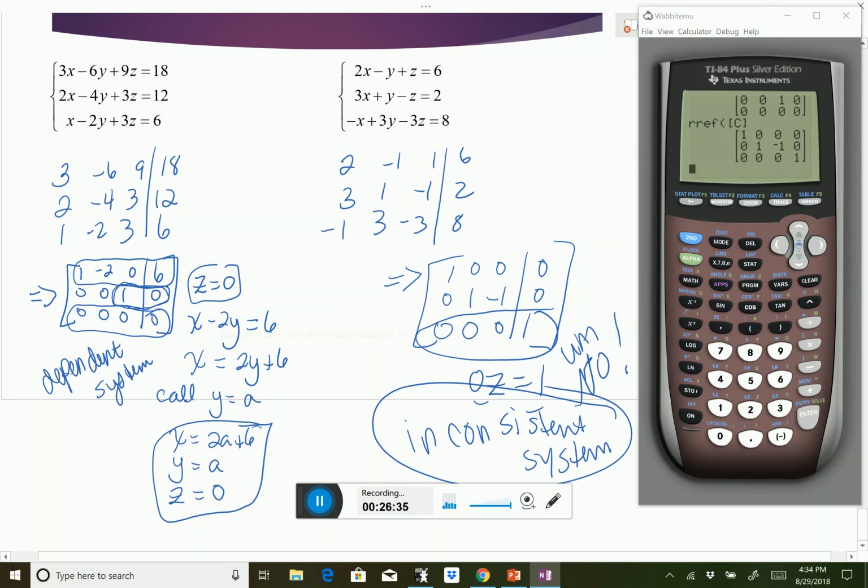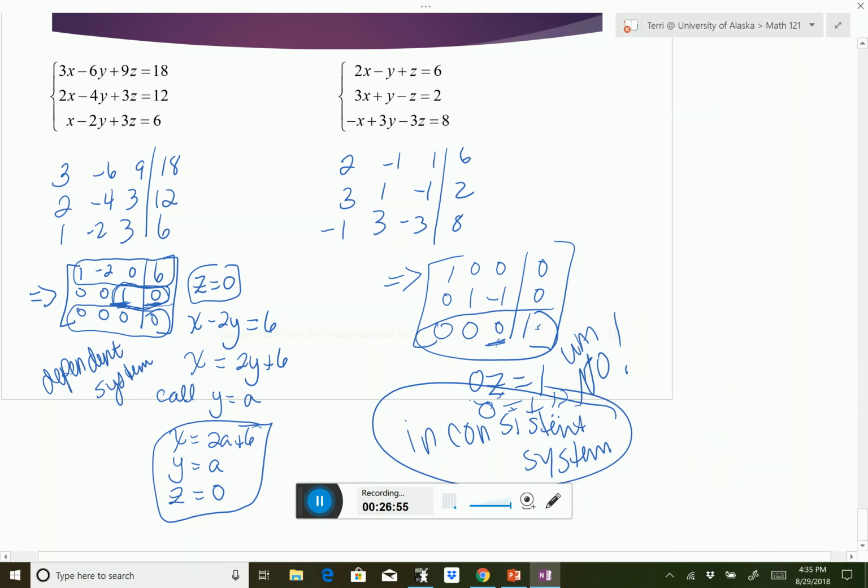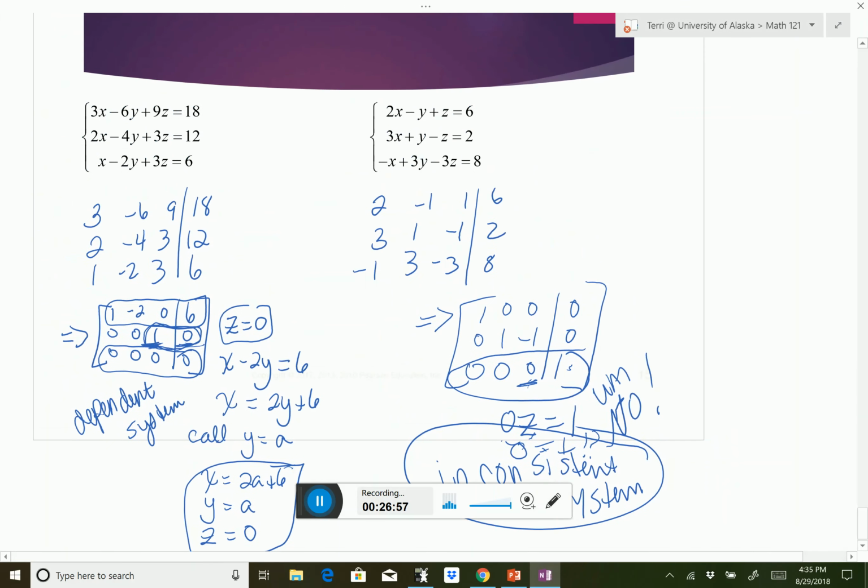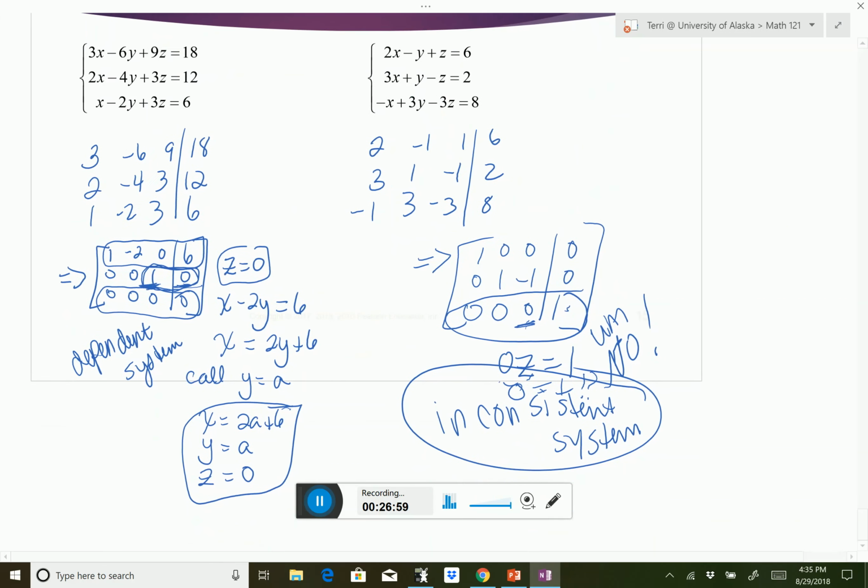So I wanted to point these out especially because see the difference between having a 1 here and a 0 here. This just means that z is 0. This over here means 0 z's is 1. But 0 times any number has to be 0. So you can't do it. So that's the difference between these two. Okay, so that is it. And we will work on some more of these and different ways to do these.